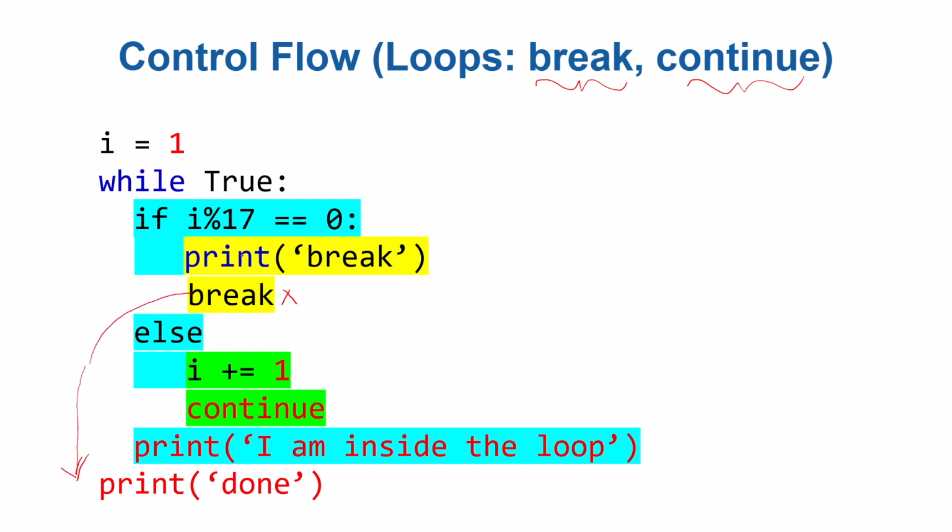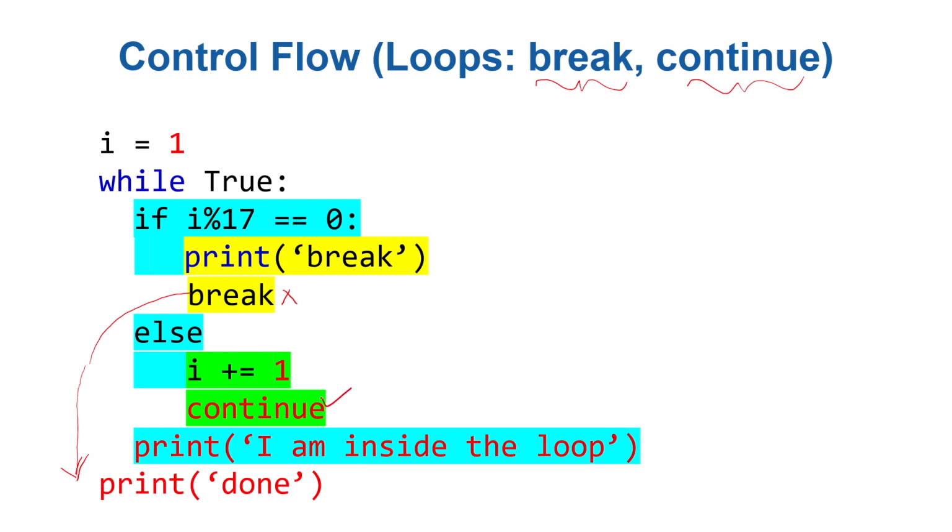Break. So for example, if I becomes divisible by 17 and the remainder becomes 0, you will write a break. And then when this break statement executes, you will exit the loop immediately, regardless of what the value of I is, what other states are, whatever. Break exits the loop. Okay, great.